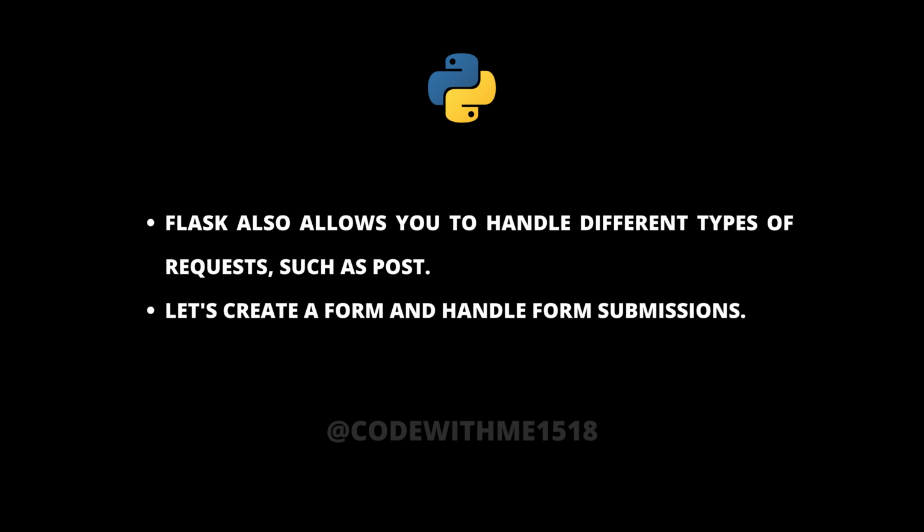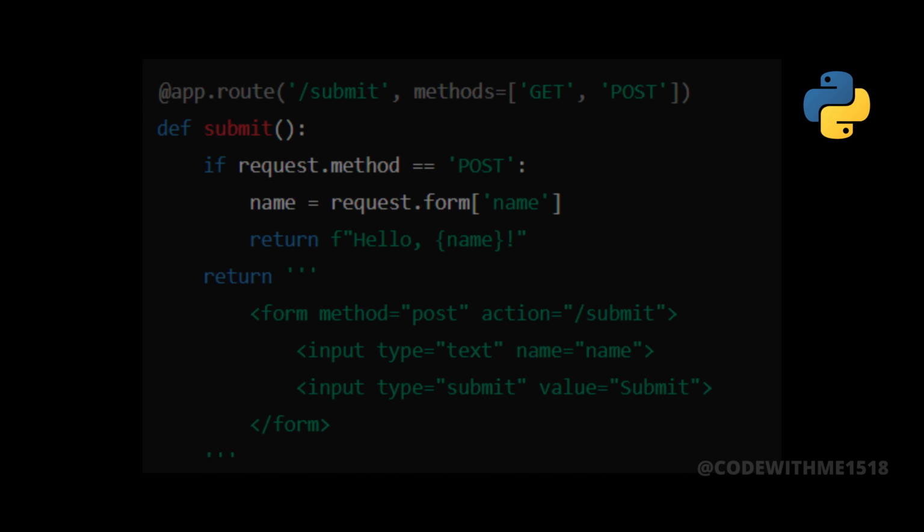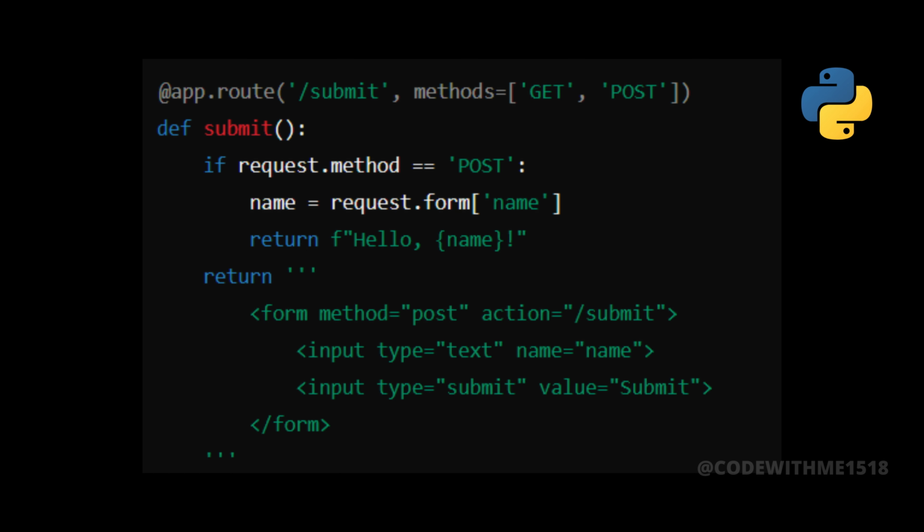Flask also allows you to handle different types of requests, such as POST. Let's create a form and handle form submissions. This code creates a route that handles both GET and POST requests. If the request method is POST, it retrieves the name from the form and returns a greeting. If it's a GET request, it displays the form.